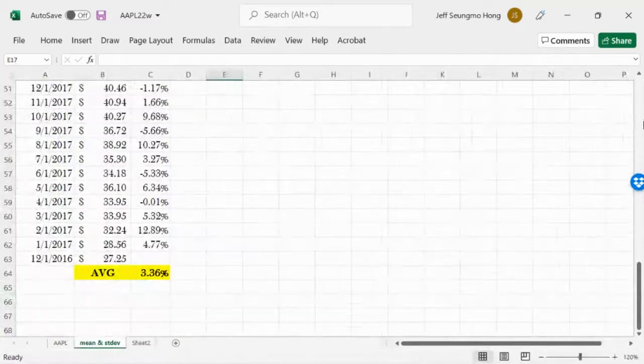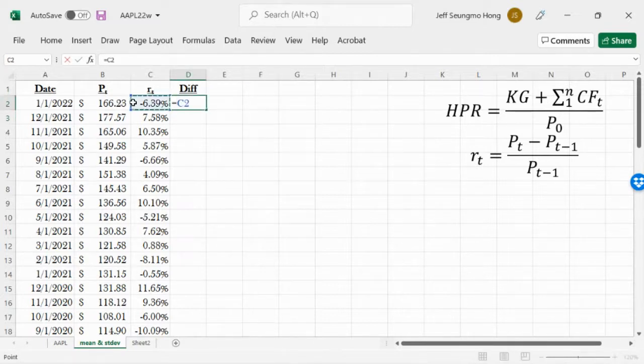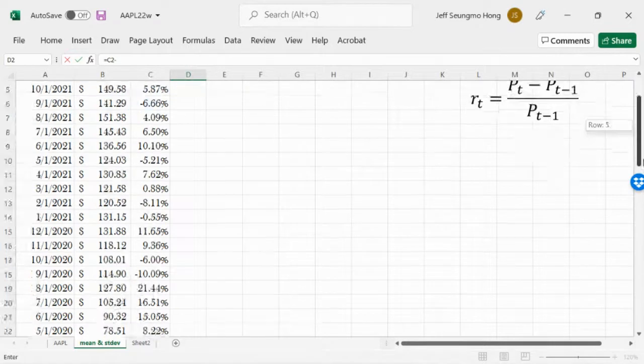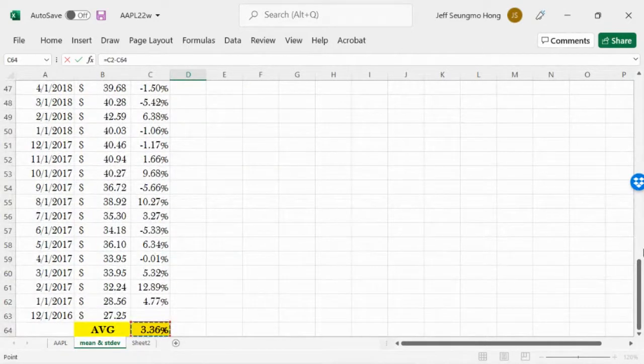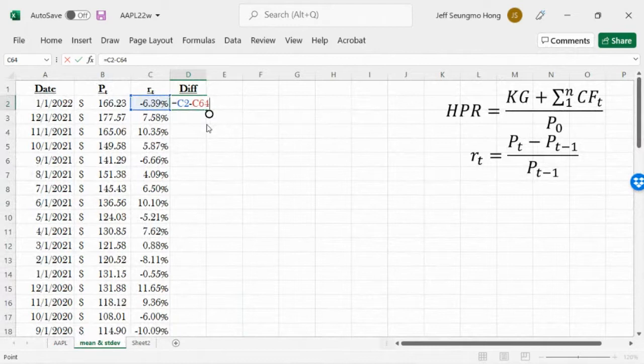So let's do this. Let's take the difference, or deviation. Difference means the difference between the actual return and the average. Since the average is down here, you will need to lock it. Hit F4, because you have to lock it. Otherwise it won't be C64, it will be C65, 66. You don't want that to happen. So you lock it. Let everyone lock it. So the difference is like this.